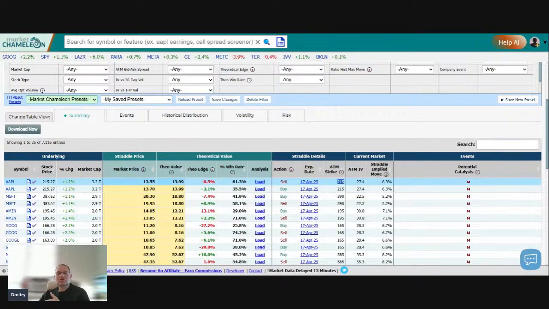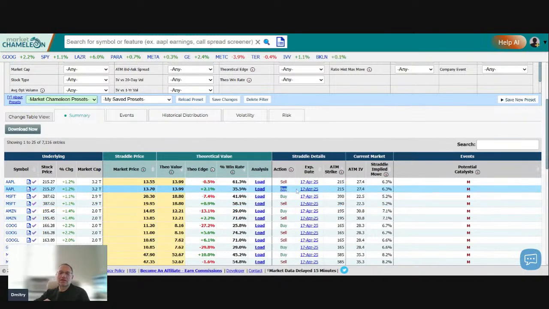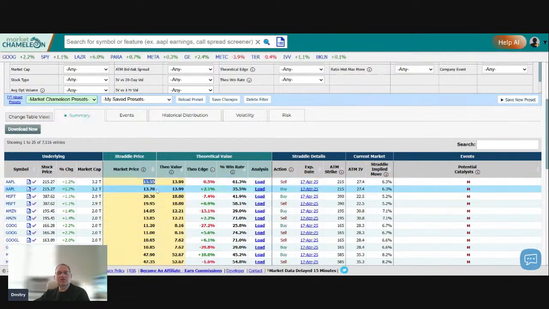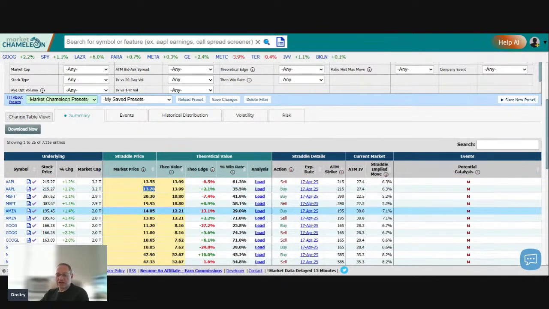Okay. If you're buying it, of course, you could get execution anywhere between the bid and offer, but the offer is something that you could immediately get an execution. So it'll analyze it from the ask side. So you could see here, this is the same straddle, April 17, 215, but this is if you're selling it on the bid. This is if you're buying it on the offer, and then it performs an analysis on that price. Okay.